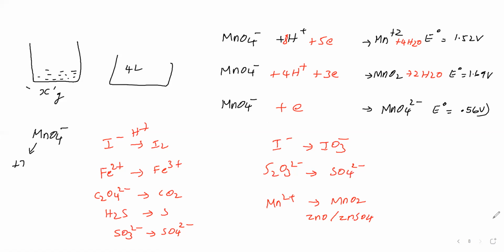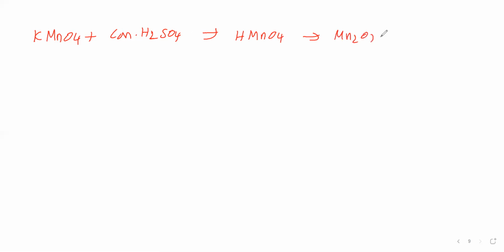Next reaction we'll see. Let us take potassium permanganate in concentrated sulfuric acid solution. K plus and H plus will be replaced, therefore we get HMnO4. This HMnO4 on dehydration gives Mn2O7. This Mn2O7 explodes to give MnO2 and O2.